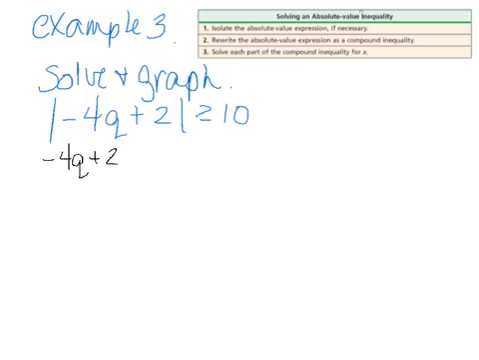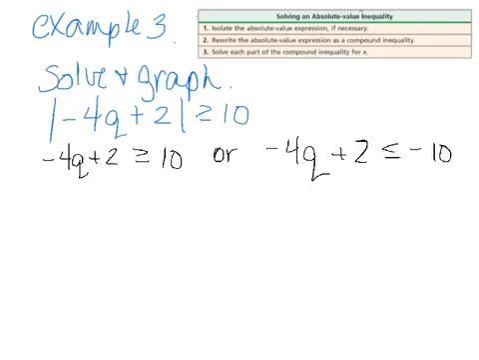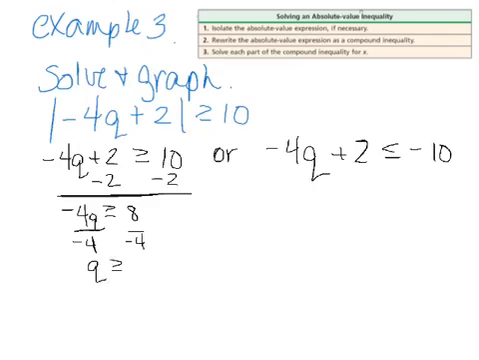Negative 4q plus 2 greater than or equal to 10. This is a greater than, so I'm going to use an or statement. And negative 4q plus 2 is less than or equal to negative 10. Okay, those are the rules that we came up with a few slides earlier. Solve. Negative 4q greater than or equal to 8. Divide by a negative and yes, flip your inequality.